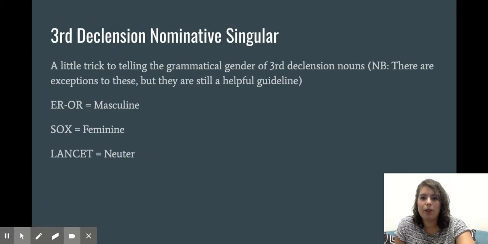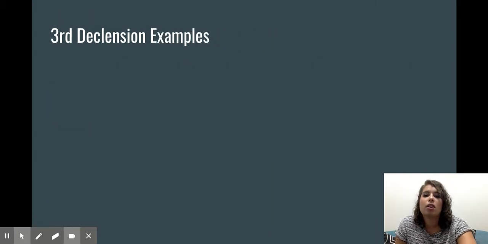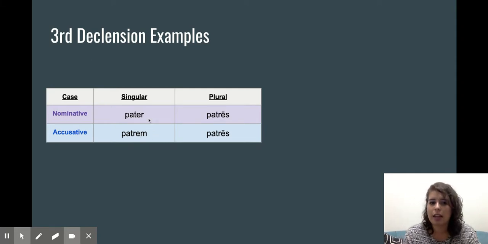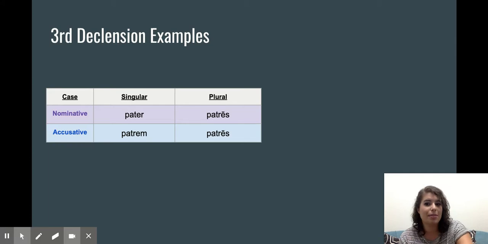Okay, moving on. So some examples of third declension words, just giving you a couple of examples of these words with these different endings. So we have the word pater. As I said, this is our Latin word for father. It's that ER ending. And then in the accusative, we have patrem. Now, this is the other tricky thing about third declension: a lot of times the stem of the word will change a little bit from the nominative singular to all the other forms.